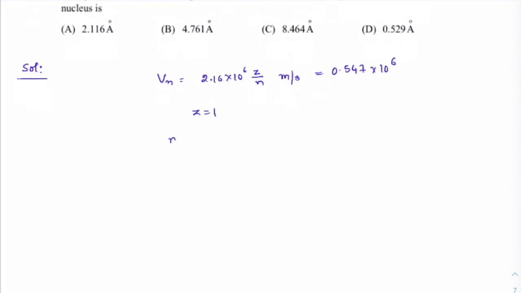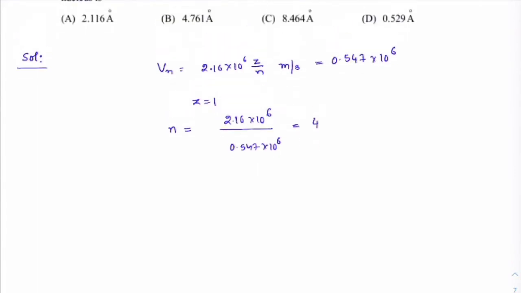So from here I can calculate n, which would be equal to 2.16 into 10 raised to the power of 6 divided by 0.547 into 10 raised to the power of 6. Right. So you can see it is almost close to 4. You can closely see that this is around 20 and this is around 5. So n comes to be almost 4.